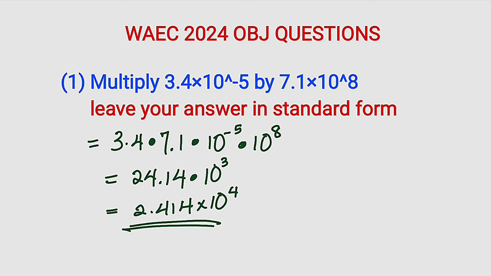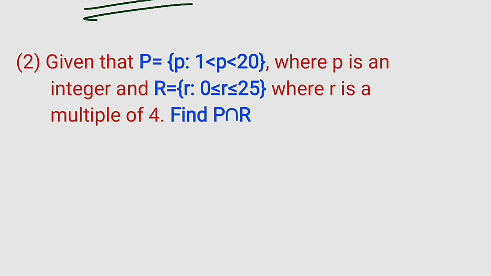Let us move on to question number 2. Given that P is a set of elements P, from 1 to 20, excluding 1 and 20, for which P is an integer, and we have another set R that contains elements R from 0 to 25 inclusive, for which R is a multiple of 4. We are asked to find P intersection R.